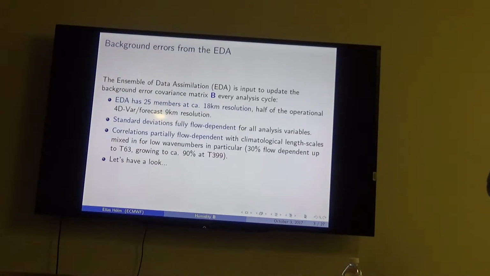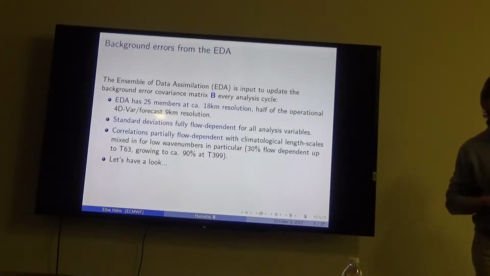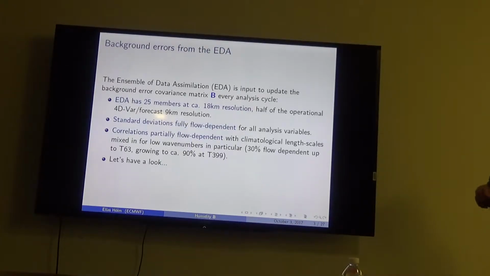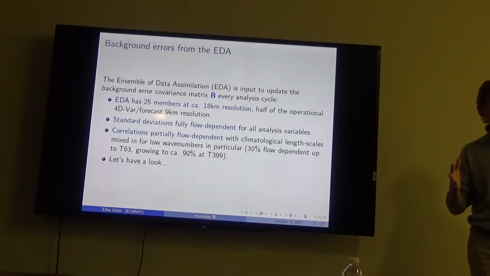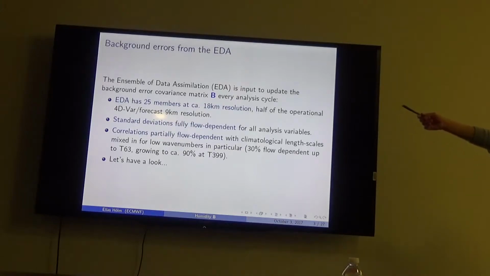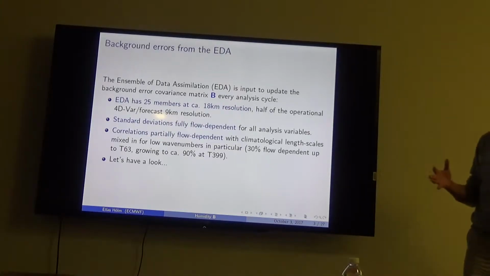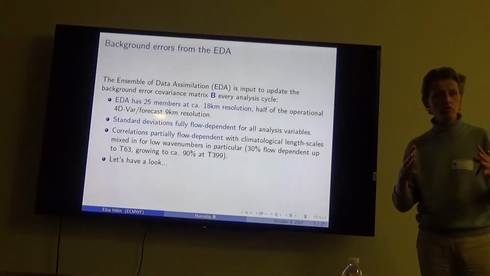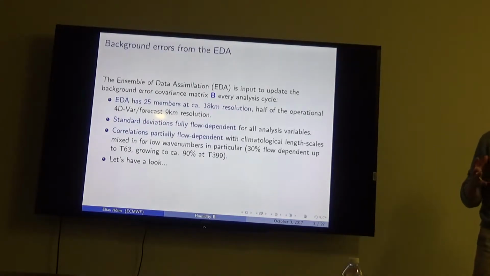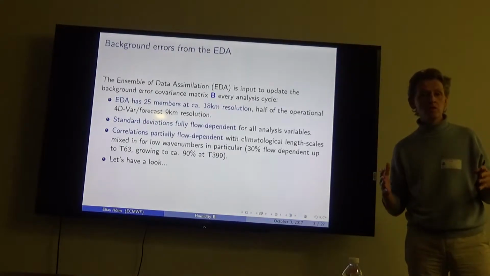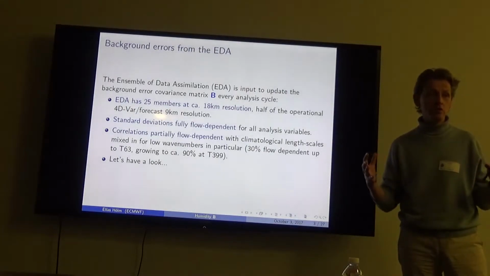First, a short background on how we do our background errors in general. We run an ensemble of data assimilation, and every day we calculate a covariance matrix of the day. This EDA has 25 members at 80 kilometer resolution. Our operational model is at 9 kilometers, so this is at half the operational resolution.